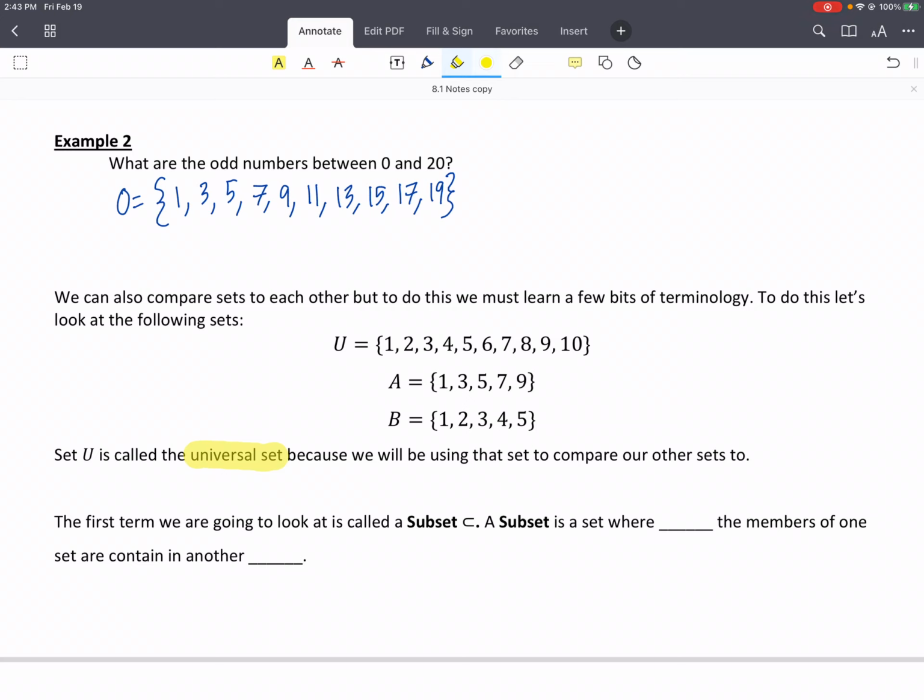The first term is called a subset, which we denote by having the side, kind of looks like a C, but mainly it's a sideways U. And a subset is where, I gotta get to my marker, is where all the members of one set are contained in another set.